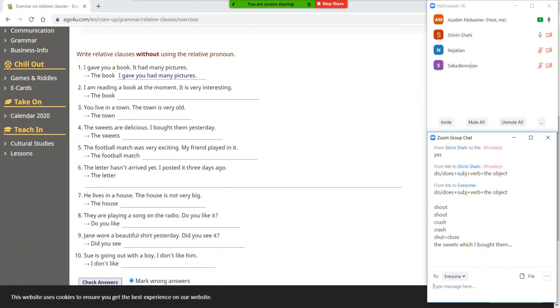So now how do you make sentence number four? The sweets which I bought are delicious. Okay. Now, this time, say it without the relative pronoun. The sweets I bought are delicious. Exactly. The sweets I bought are delicious. And the pronunciation is bought, not bought. Bought, okay?